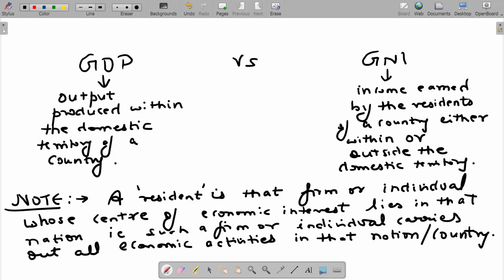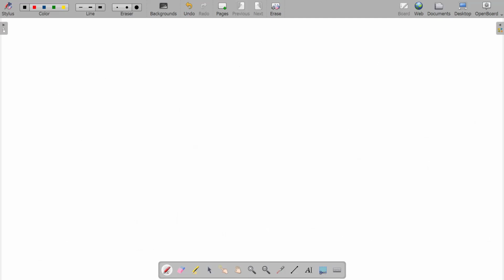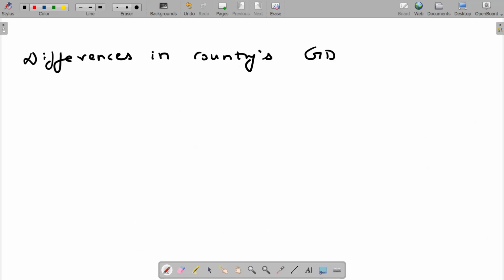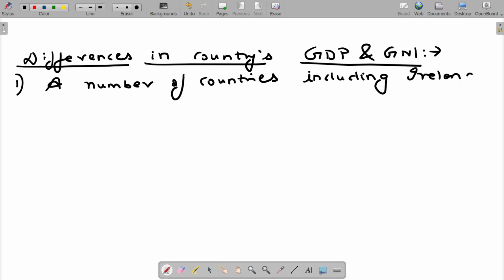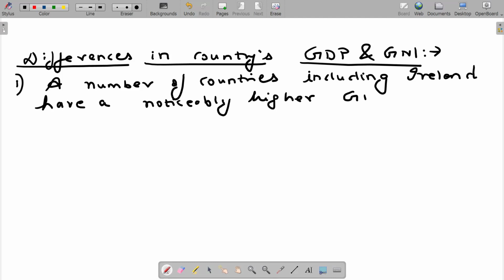Now, if I talk about a few countries, you can see that their GDP and GNP might be different. So I can write differences in countries' GDP and GNI. I can write point number one: a number of countries, including Ireland. Ireland is one such example of an economy which has a noticeably higher GDP than GNI.